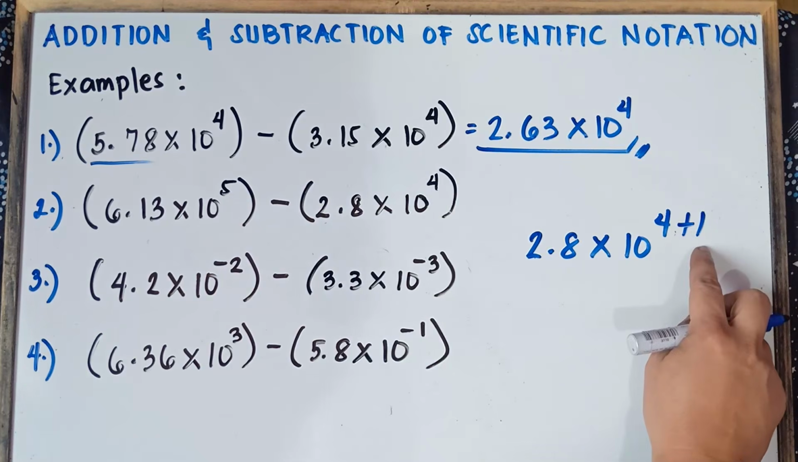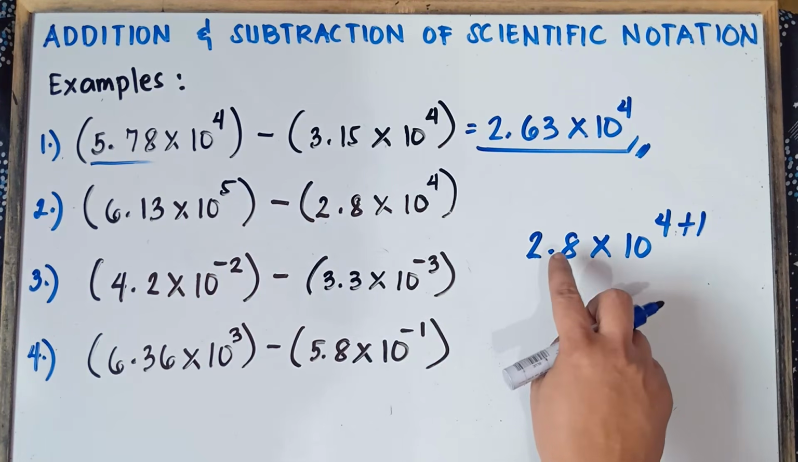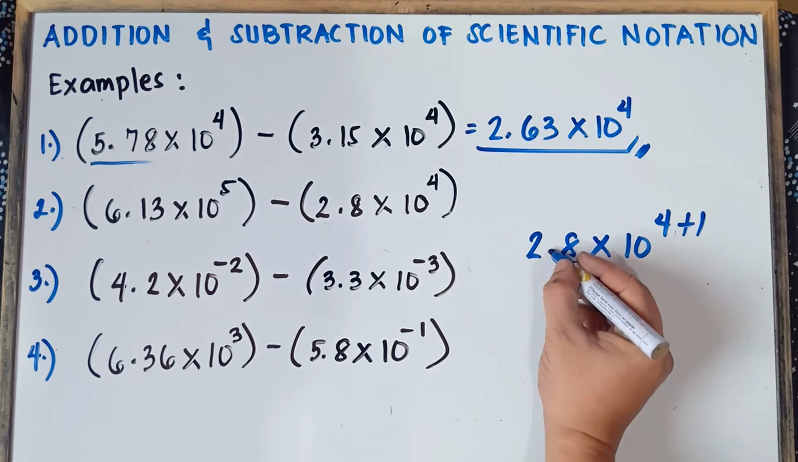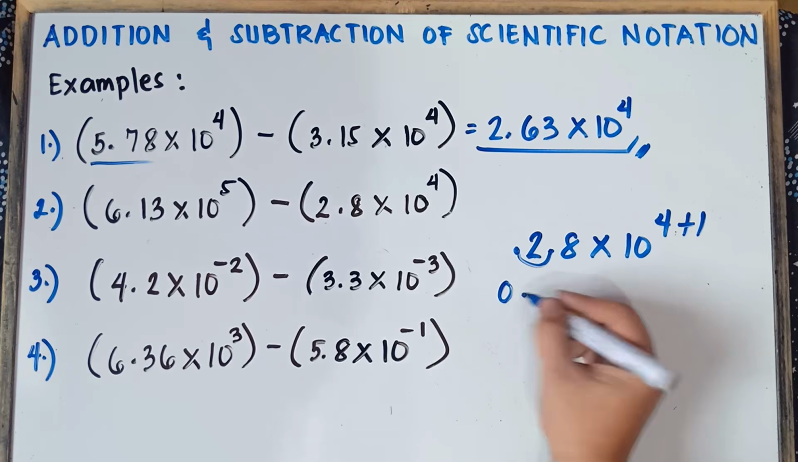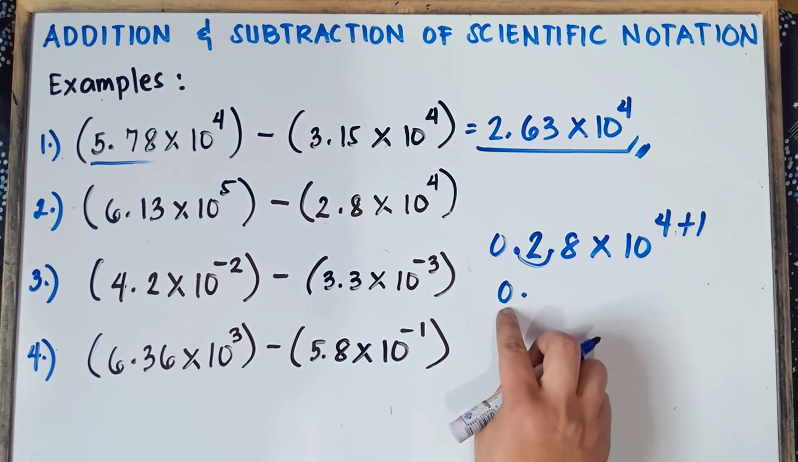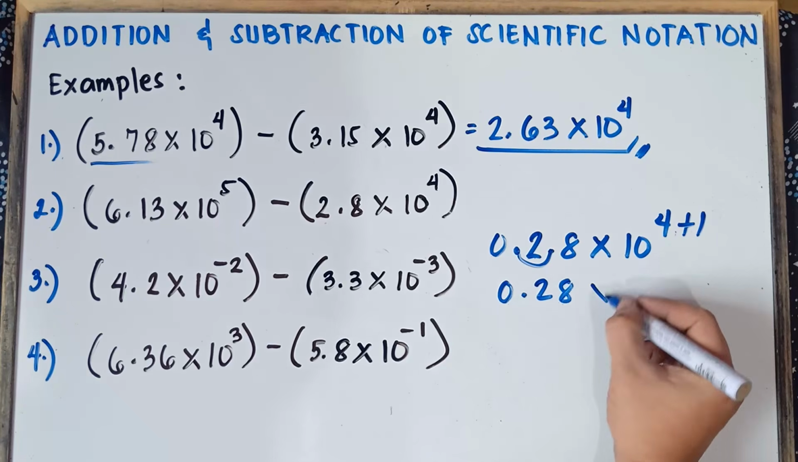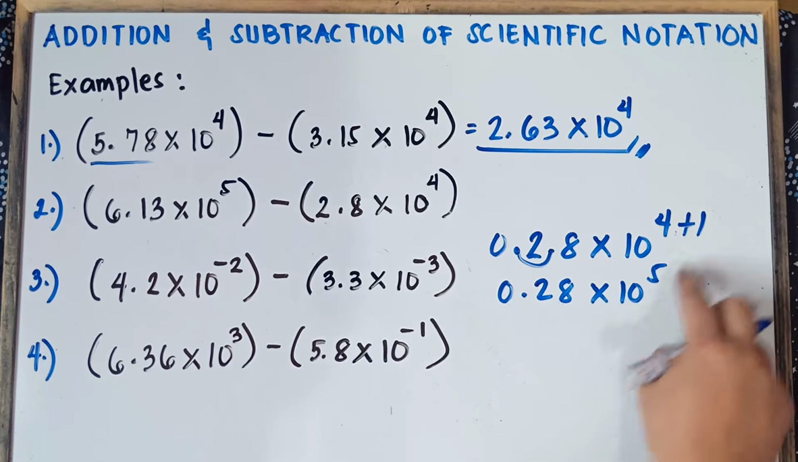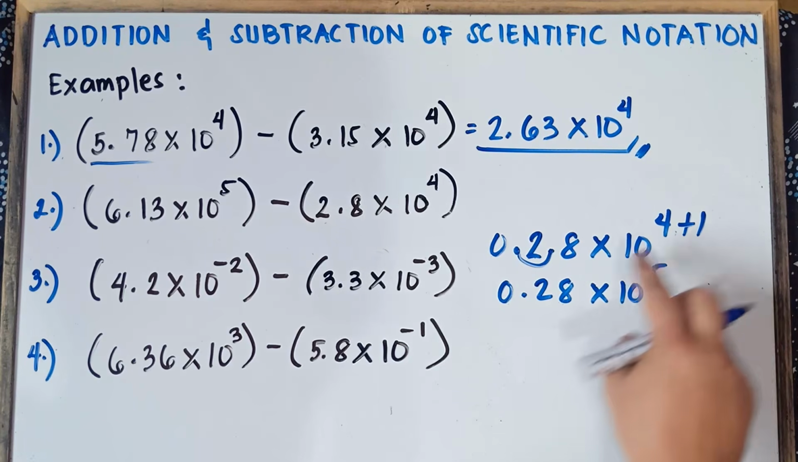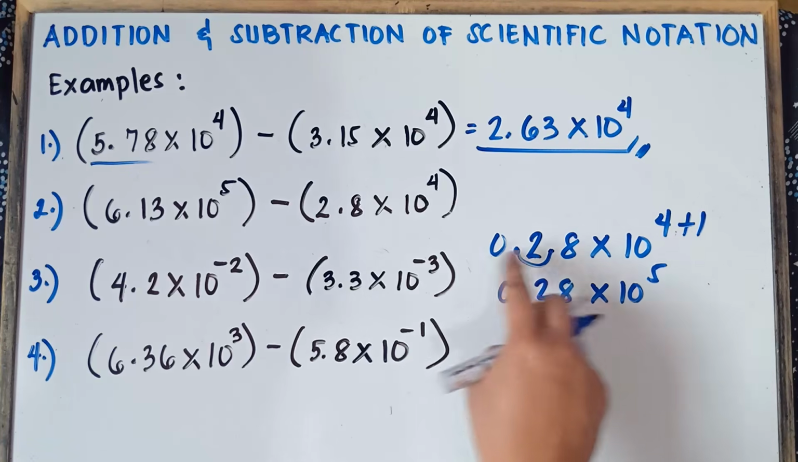Now, once you add 1, you need to move the decimal point right to left once. So 1, and the decimal point will be here. So this will be 0. Once again, this is 0.28 times 10 raised to the power of 5. Sir, why is it raised to the power of 5? Because we add 1. Now, once you add 1, you need to move the decimal point right to left once.